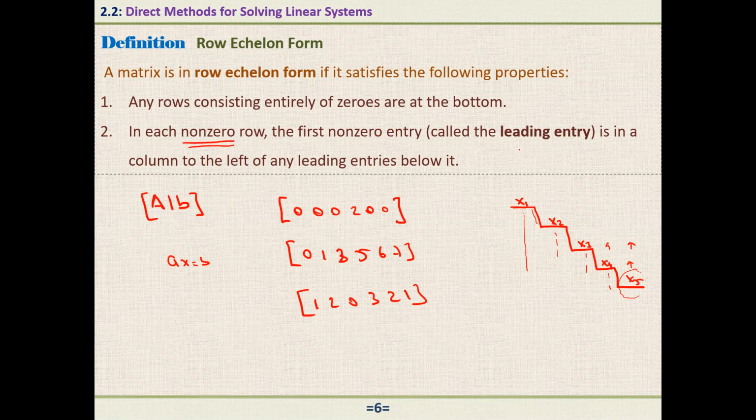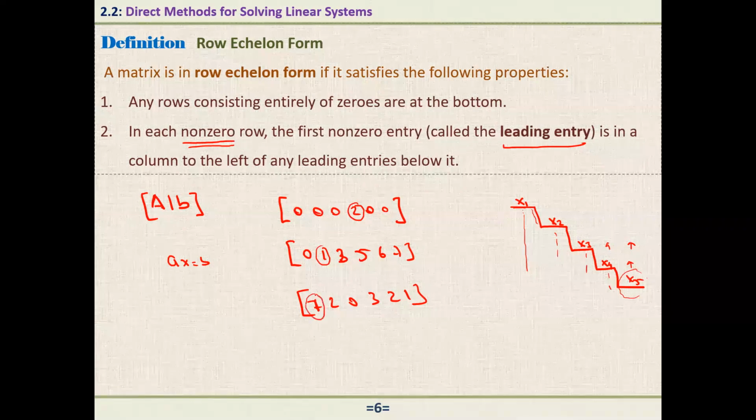The first non-zero entry is called the leading entry, right? What is the first non-zero entry here? It is 2. And here, it is 1. And let me write here 7. What is the first non-zero entry here? It is 7. We mean this, so we call them leading entries. The leading entry, the first non-zero entry, is in a column to the left of any leading entries below it.